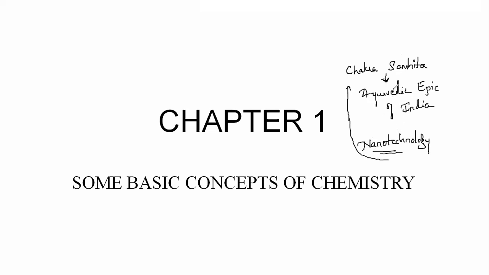This Chakra Samhita also describes the use of bhasma of metals in the treatment of ailments. When the metals are burnt, the ash that comes out of it is mentioned in Chakra Samhita as bhasma. It is used in treatment of ailments. Bhasma has been found to contain nanoparticles. So from all the above discussions, we know that chemistry deals with composition, structure, properties, and interaction of matter.